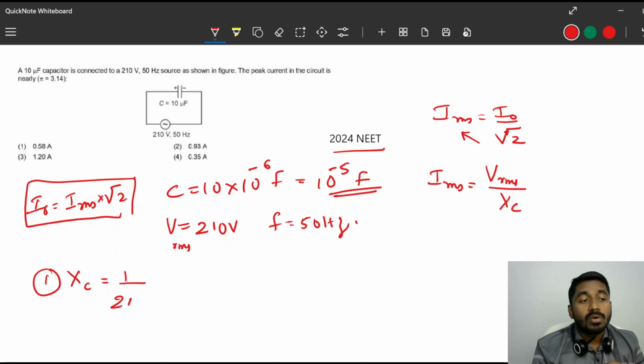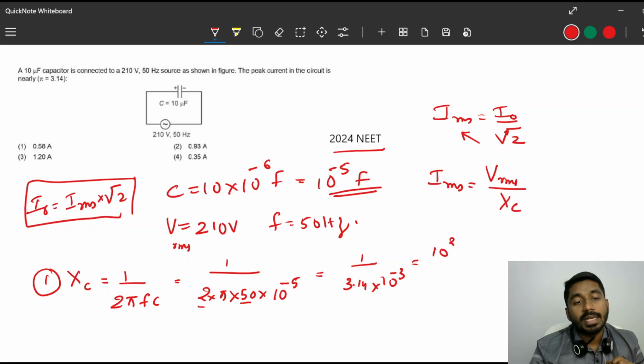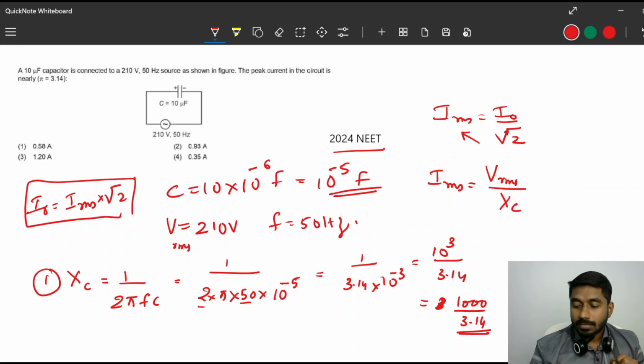XC is equal to 1 by 2 pi FC. Let's substitute it: 1 by 2 pi into, what is F? Clearly it is given as 50, and what is C? 10 raised to minus 5. So you can just calculate: 1 by 3.14 into 2 into 50, which is 100. Then 10 raised to minus 3 will come. You take the 10 raised to 3 in the numerator, over 3.14, or else you can write 1000 divided by 3.14.